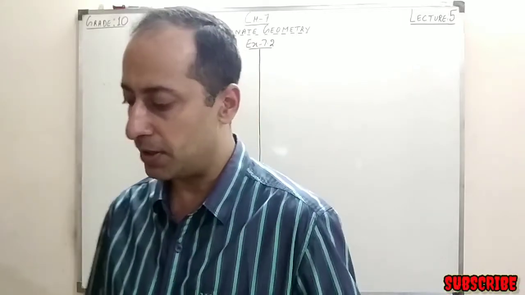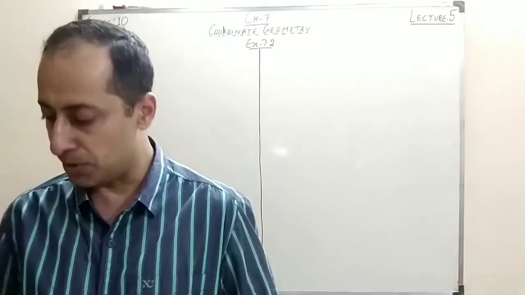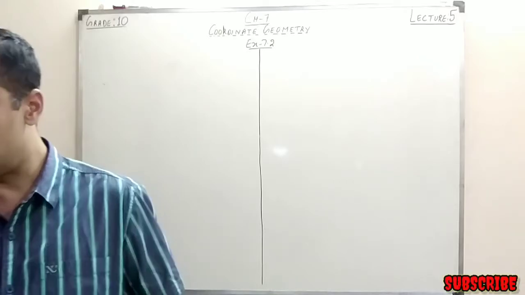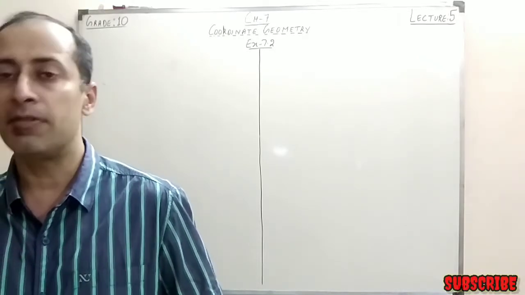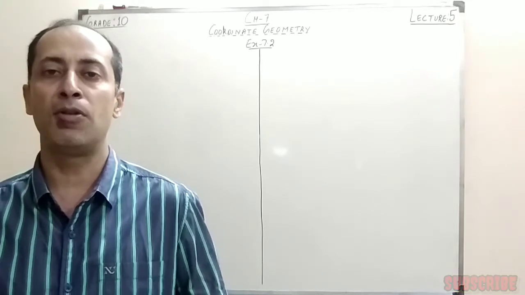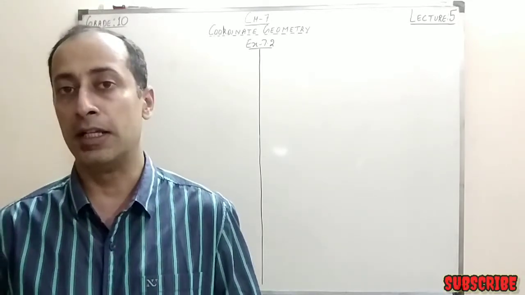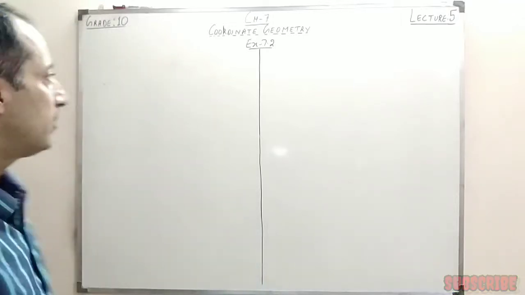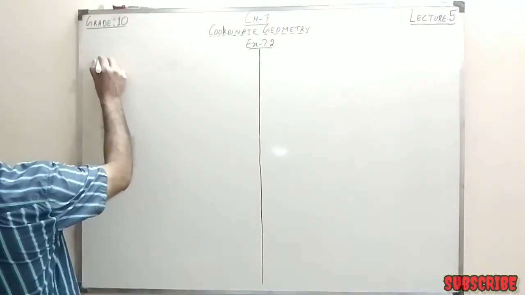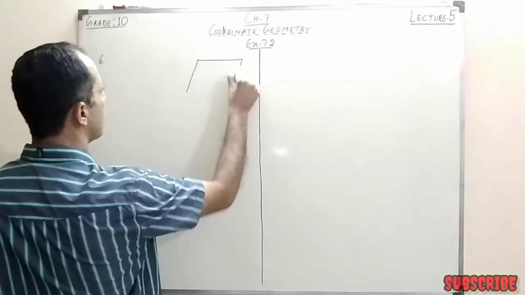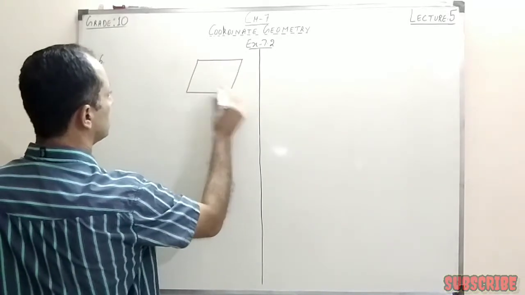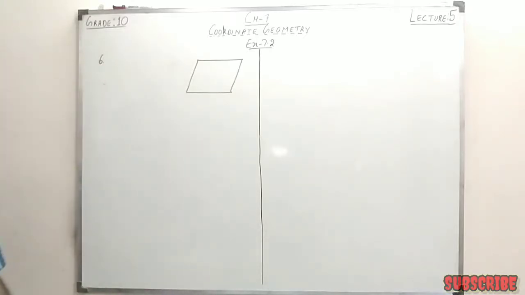Now the sixth question of exercise 7.2 gives four vertices of a parallelogram taken in order, and there are some unknown coordinates in the points that we have to find. So first of all, let's draw a parallelogram here. All of you know that a parallelogram is a quadrilateral whose opposite sides are equal and parallel.